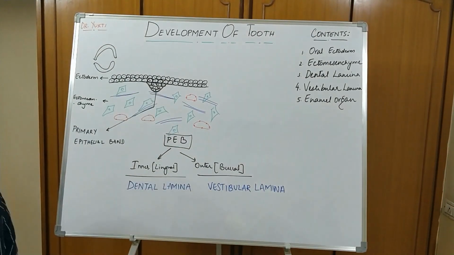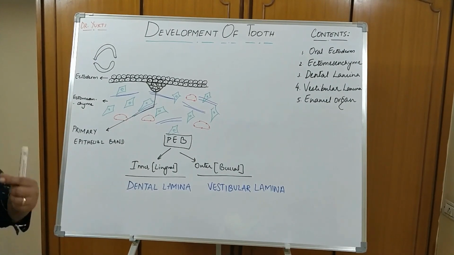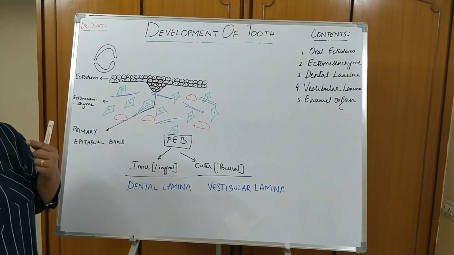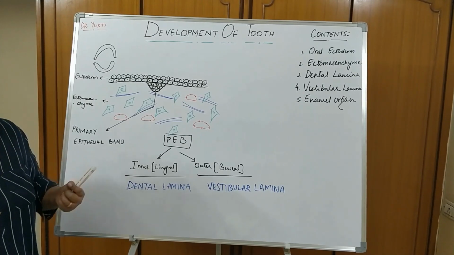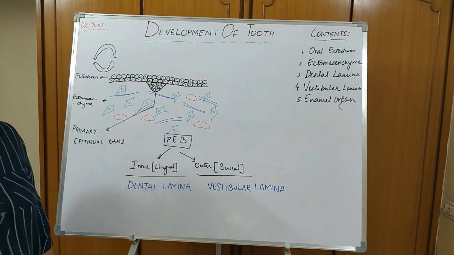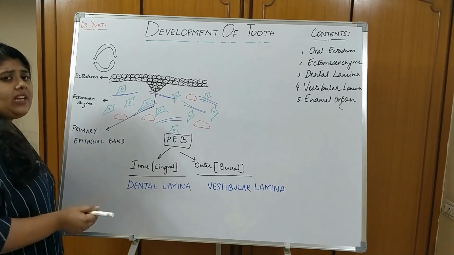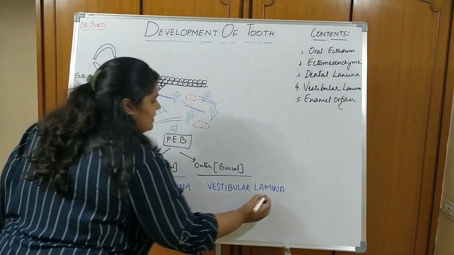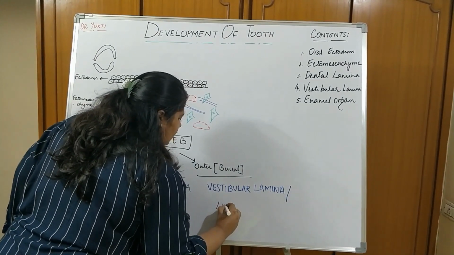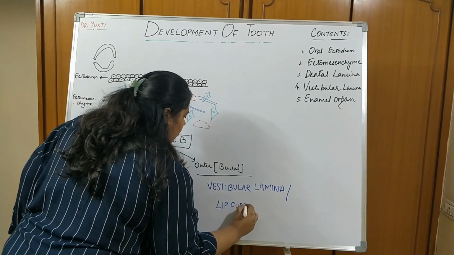What is the vestibule? Vestibule is nothing but that hollow space that you see between your jaws and the lips and cheeks. That is the vestibule, and it comes from the vestibular lamina. Vestibular lamina is also called the lip furrow band.